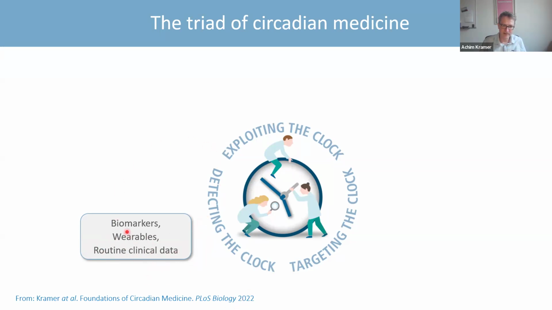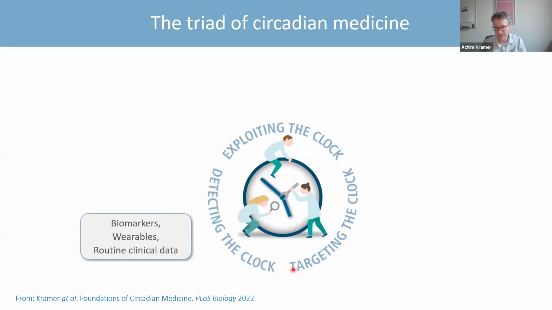Once you discover that a clock is disrupted, and I use the term disrupted as an umbrella term because there's a lot of levels where clocks can be disrupted. It could be internally desynchronized. It could be misaligned to the outside light-dark cycle. It could be misaligned between the cells. Even within a cell, there can be circadian disruption. It can be low amplitude. So circadian disruption is a term we use as long as we don't know exactly the mechanisms, what is going wrong. This is why we need detecting the clock.